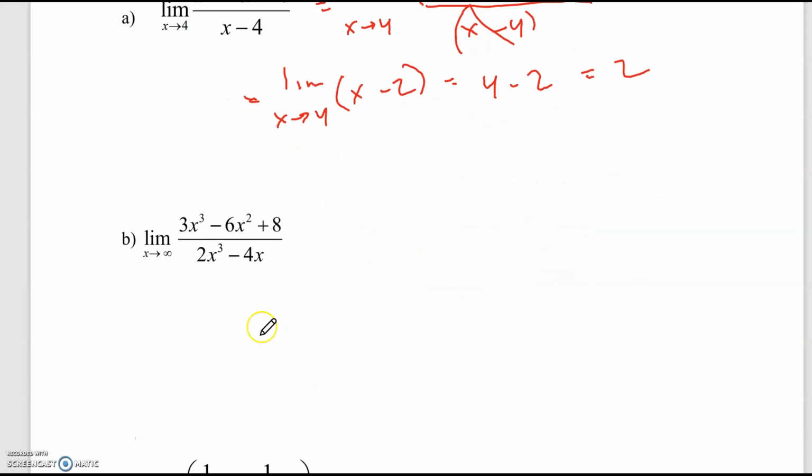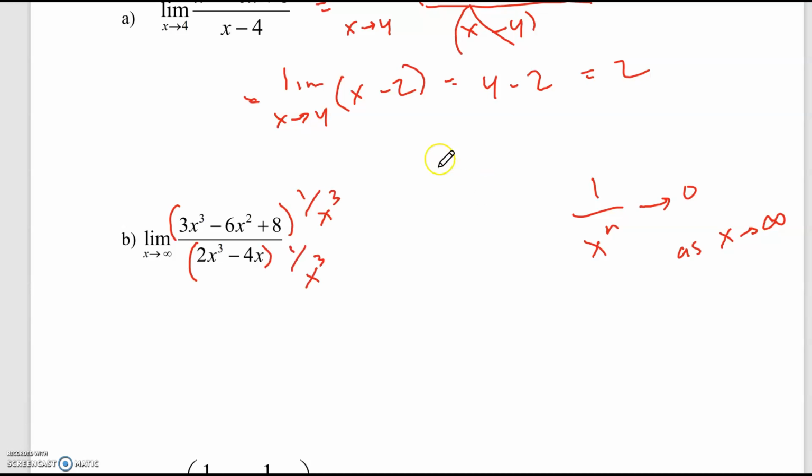Part B, limit as x goes to infinity. A lot of students said 3/2, which is the correct answer. However, they didn't use the rules of limits. The rule I was looking for was that 1 over x to the n power approaches 0 as x approaches infinity. Okay, so you had to use that rule to get full credit. The way to get the answer to this is you have to multiply by 1 over x cubed. Or on another version, it was 1 over x squared. So just whatever the highest exponent is.